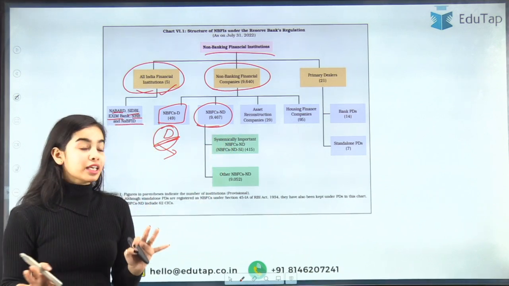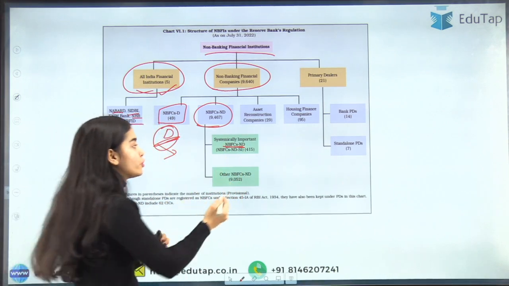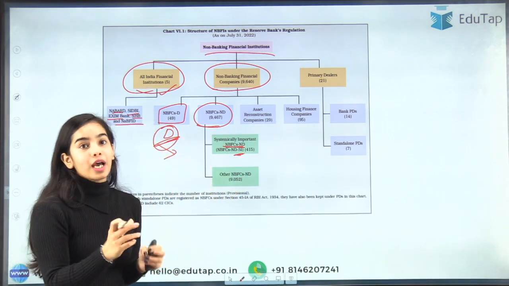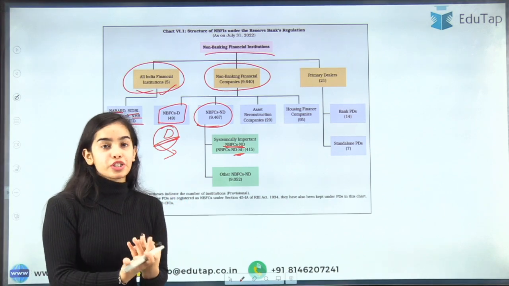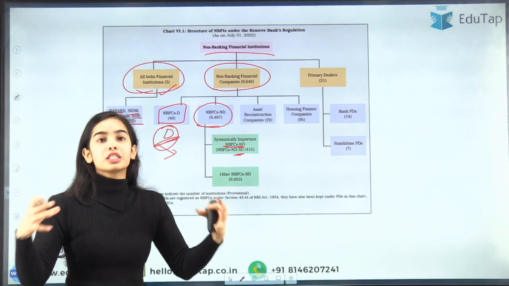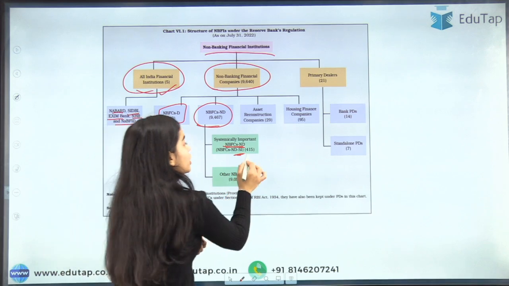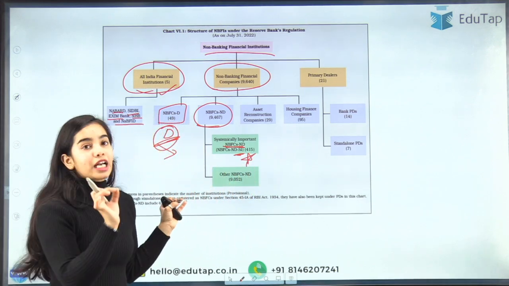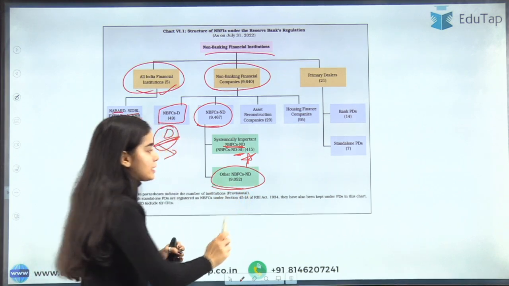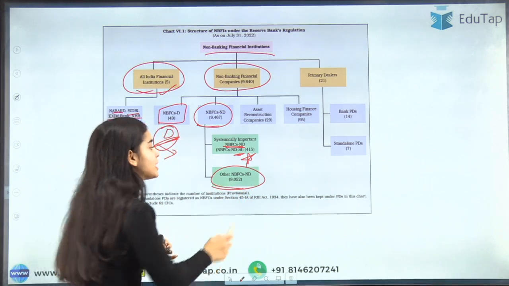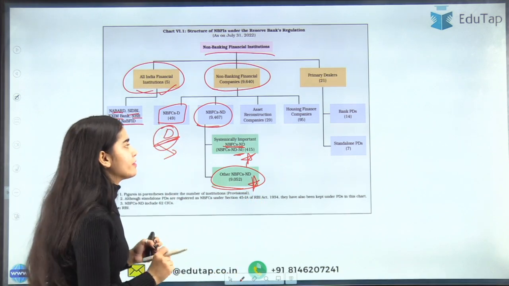Next are NBFCs that are non-deposit taking. They are not taking any deposits. Still, some of these NBFCs are systemically important because they have huge size and are quite interconnected with other financial institutions. So if they fall down, the other financial institutions can be affected. These are the NBFCs that are non-deposit taking, but systemically important. Most of the NBFCs are non-deposit taking NBFCs that are not very systemically important. They are small non-deposit taking NBFCs, we can say.